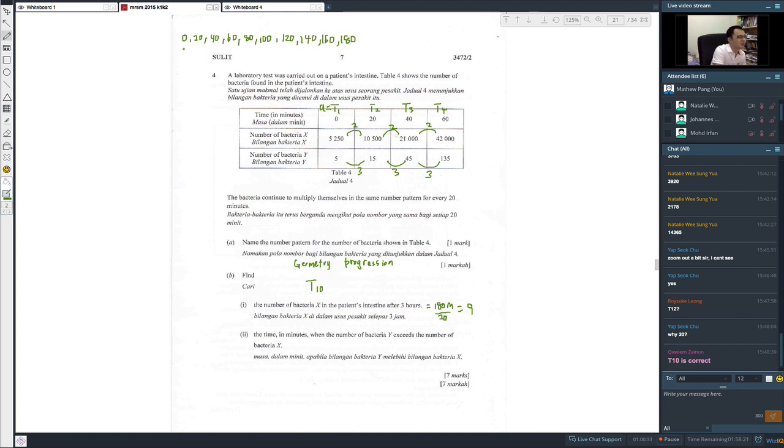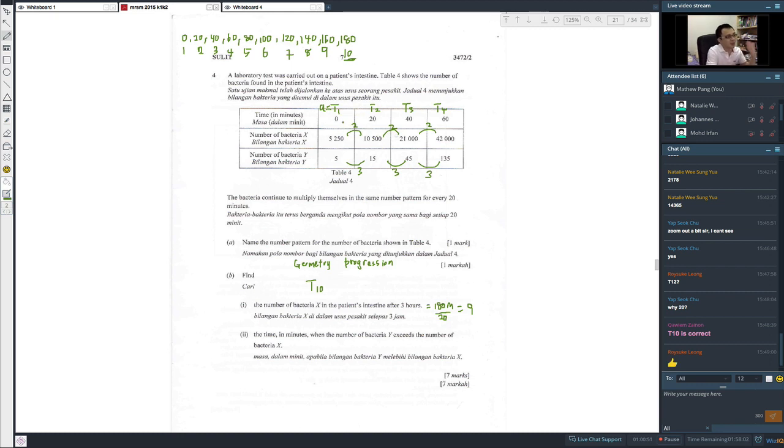Alright, so I hope you're correct. Why divide by 20? Because they measure the bacteria every 20 minutes. This is the reason why I divide by 20, because I want to know how many 20 minutes are in 180. So I divide by 20.